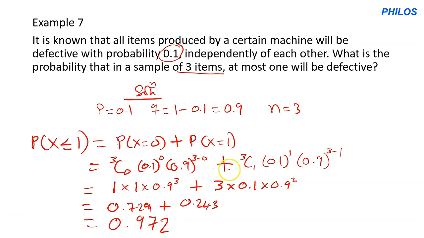Okay. Now in case the question asks you to find the mean expected value of X, it should be number of trials, which is 3, times the probability of success, which is 0.1.